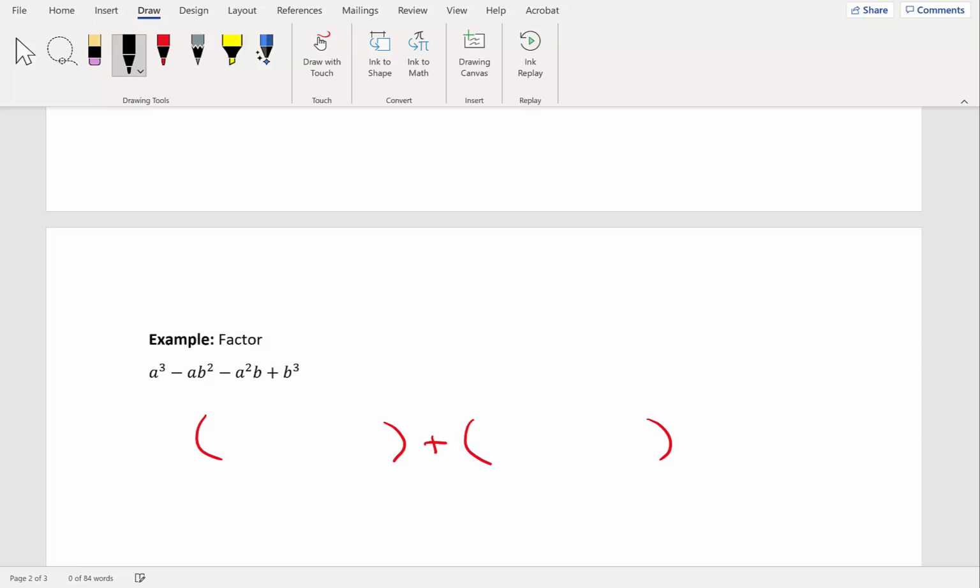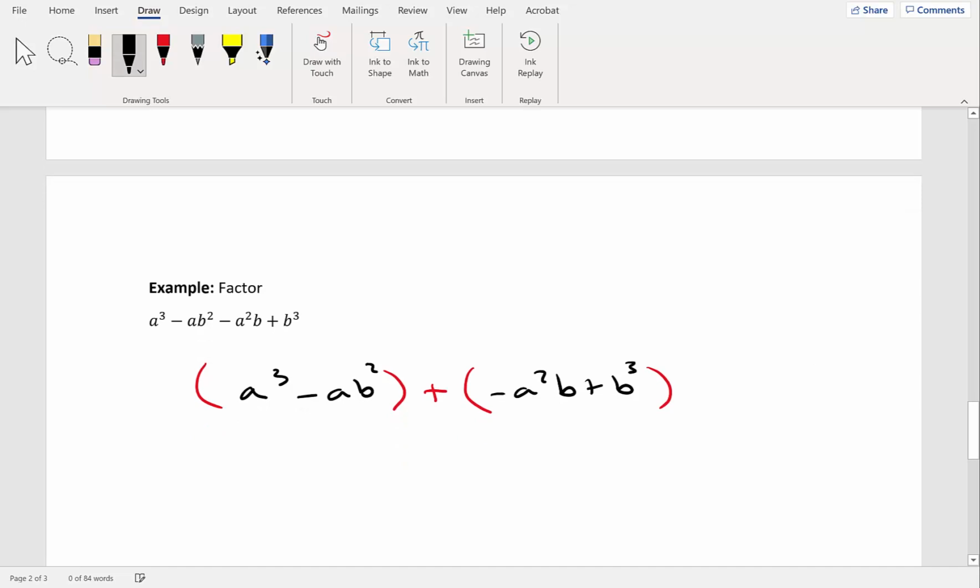Okay, so the first 2 terms, I have a cubed minus ab squared. And then my last 2 terms, I have -a squared b plus b cubed. And now let's factor out the GCF from each one. So from the first group, I can factor out an a. I'm left with a squared minus b squared.